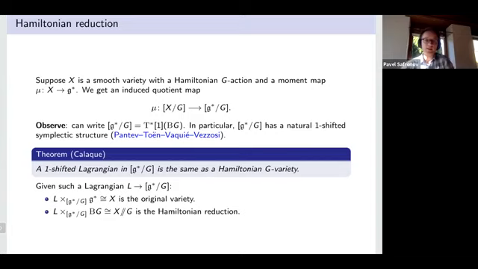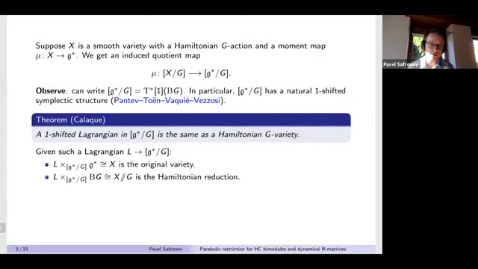Okay, and conversely, you can interpret things like Hamiltonian reduction in this way. So if you start with such a Lagrangian inside of g dual mod G, well, one thing you can do is you can look at the intersections with some other Lagrangians. So for instance, there's an easy Lagrangian, g dual, inside of g dual mod G. And if you do this intersection, you get something symplectic, and this is the original variety.